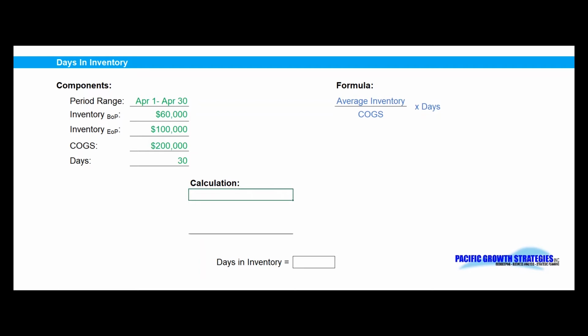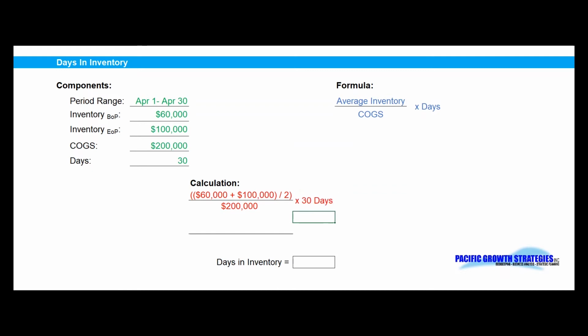We're going to start off with our beginning period inventory of $60,000 and add that to the end of period inventory of $100,000. Then divide that total by 2 to get our average inventory. Next, we'll divide that total by the cost of goods sold of $200,000 and then multiply by the 30 days in the period.